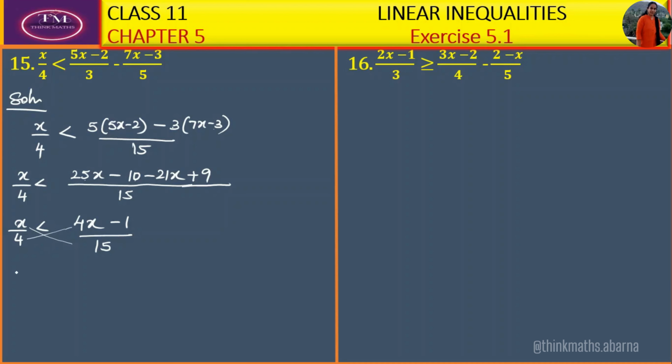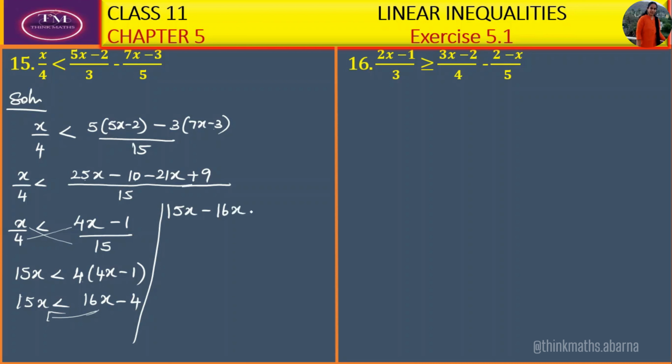Now we have to cross multiply. So x into 15. So 15x less than 4 into 4x minus 1. So 15x less than 4 into 4, 16x, 4 into minus 1 is minus 4. So bringing this 16x to left side. So we will get 15x minus 16x is less than minus 4. What is 15x minus 16x? It is minus x less than minus 4.